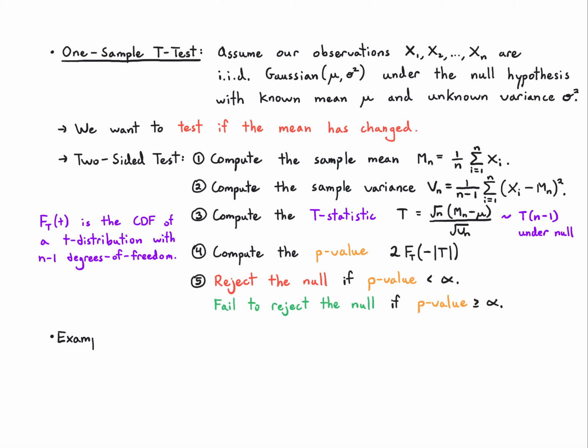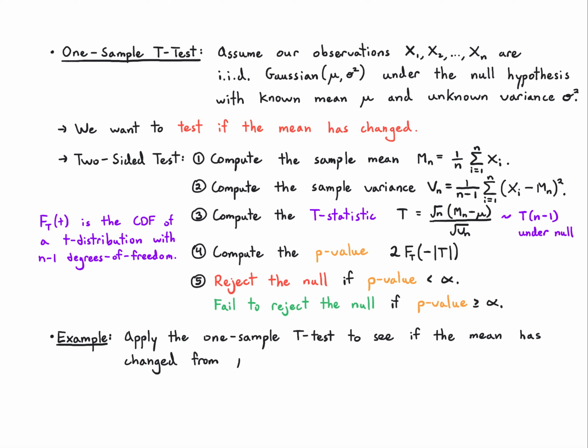Okay, we're going to do another example, this time just one data set, and I'm going to apply this one sample t-test. So this is the test that I've chosen to use. And what I want to do is see if the mean has changed from what I believe it is under the null. So I want to see if it's changed from mu equals 2. I don't know the variance. And I'm going to set my significance level to 0.05.